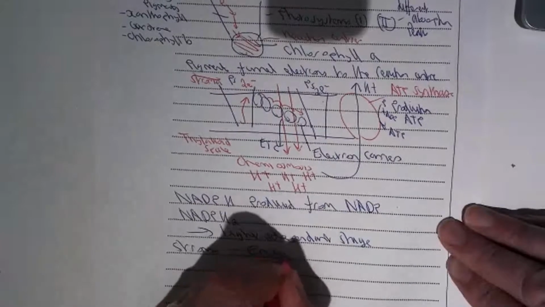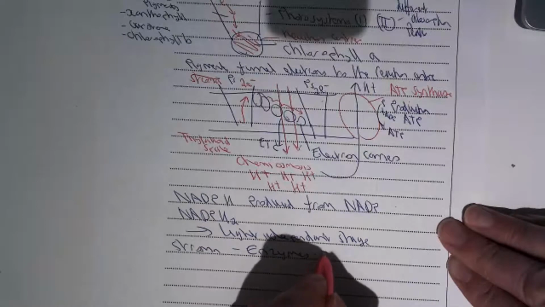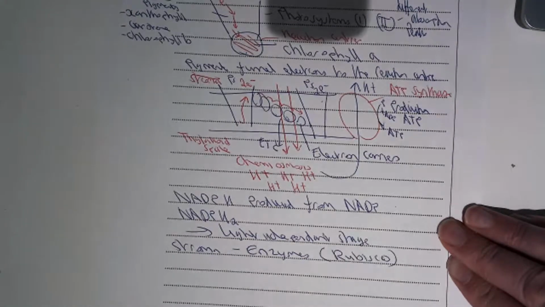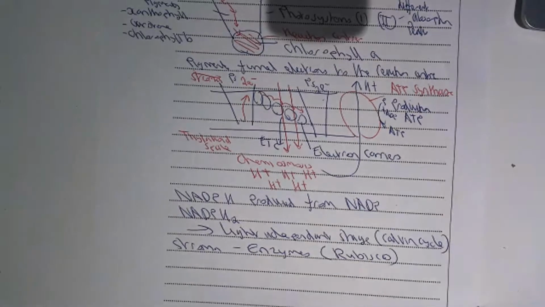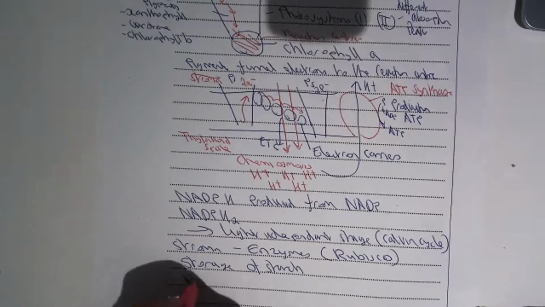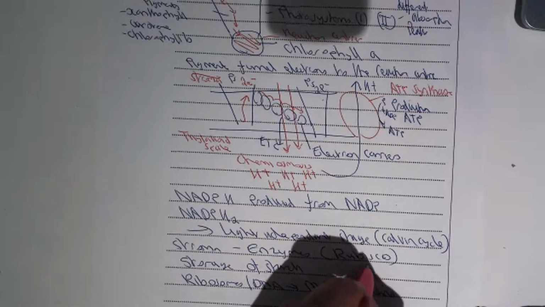And again, we're concentrating on how the chloroplast is specialized. So in the stroma, there's enzymes that are linked to the light independent stage, and this enzyme is called rubisco. Don't forget the light independent stage is called the Calvin cycle. Again, just talking about the structure, how it's specialized. So within the chloroplast, you've got the storage of starch. You've also got ribosomes and DNA for making proteins. For example, the enzyme rubisco.